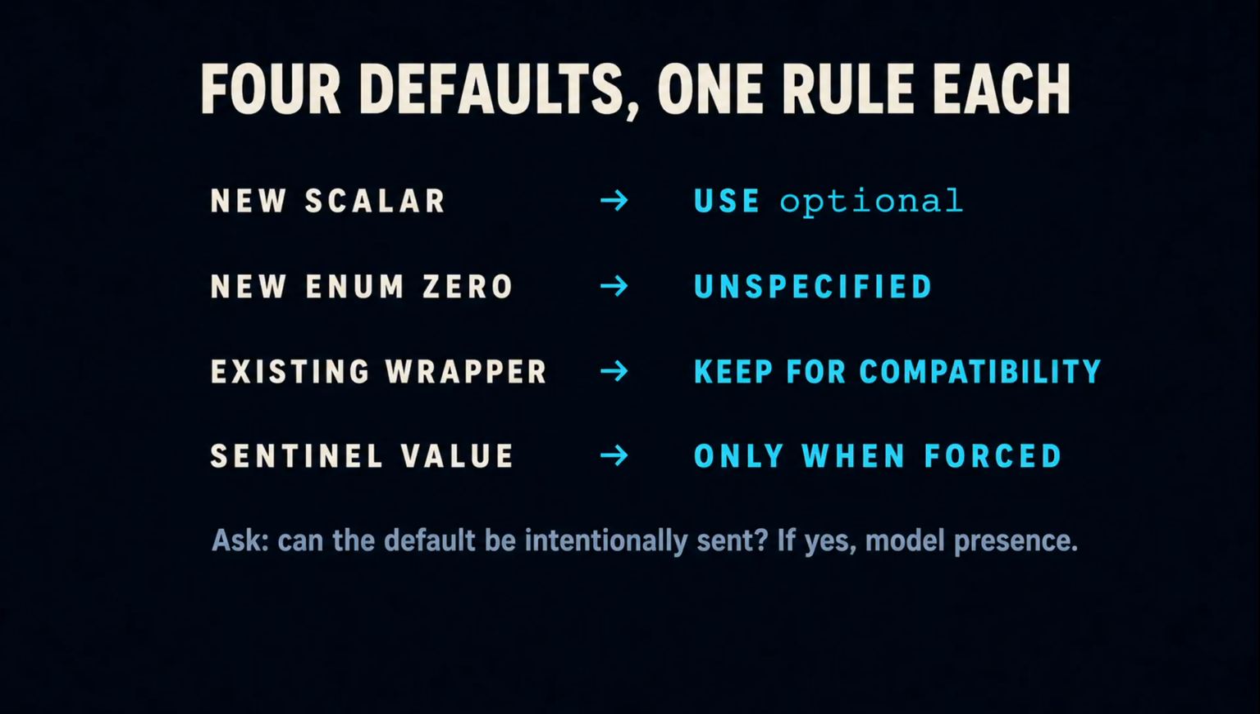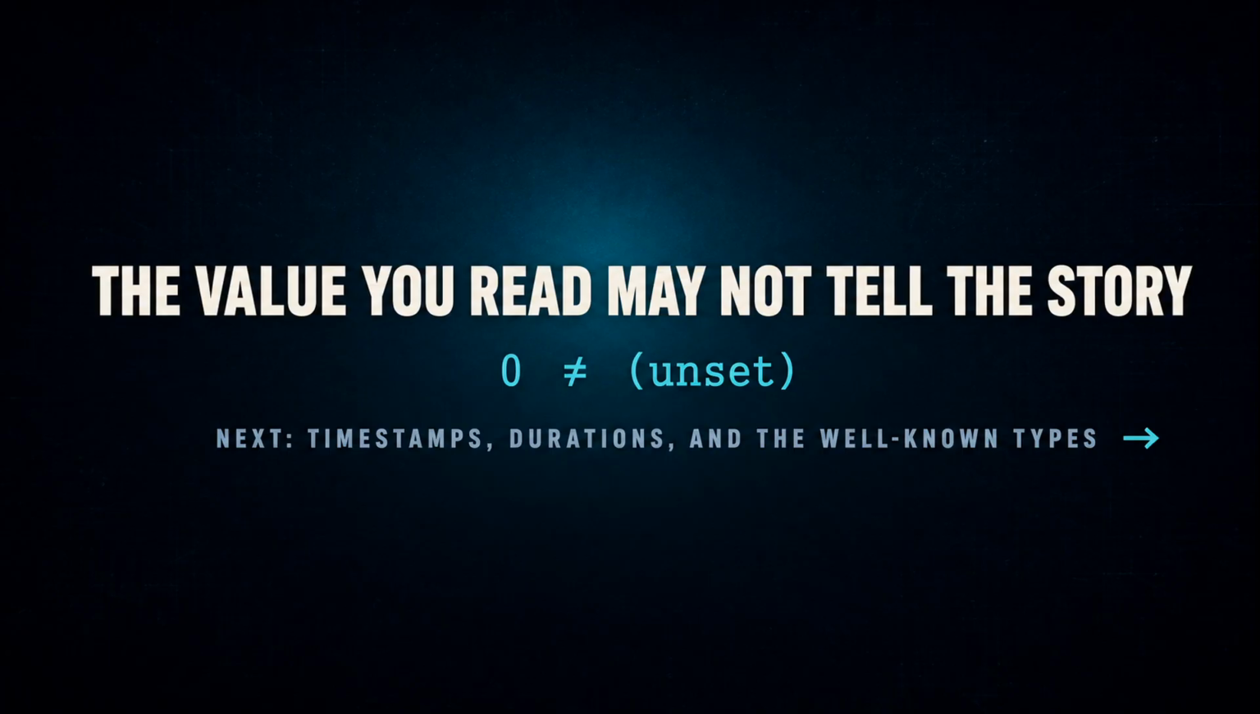Here is the practical rule. For new Proto 3 scalar fields, mark them optional unless you have a specific reason not to. For new enums, keep the 0 value as unspecified. Right. And for wrapper types? Keep them where they exist for compatibility. Do not reach for them in new code. Sentinels only when the domain forces it. And when you design an update API, ask whether the user might intentionally send a default value. Yeah, the checklist is short. Can 0, false, empty string, or the enum-zero value be intentionally sent? Would the receiver do something different if it knew the field was absent? If either answer is yes, model presence explicitly.